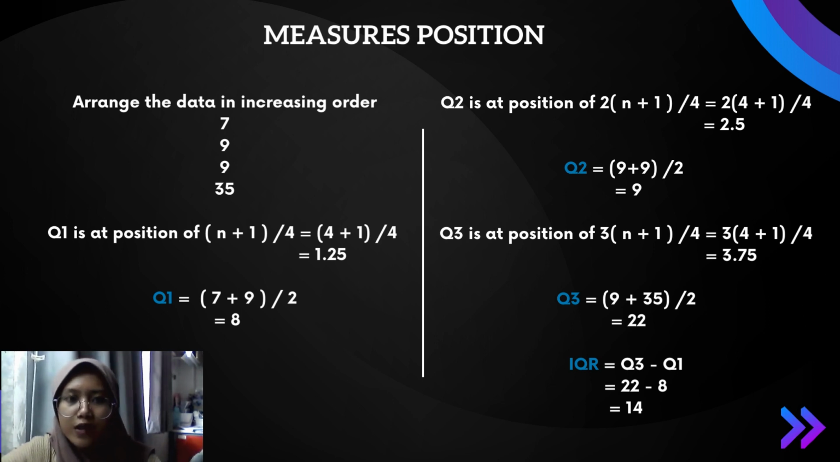After we get all 3 quartiles, we can calculate the interquartile range, where the formula is quartile 3 minus quartile 1. From the previous calculation, we got quartile 3 equal to 22 and quartile 1 equal to 8. So 22 minus 8 is equal to 14.